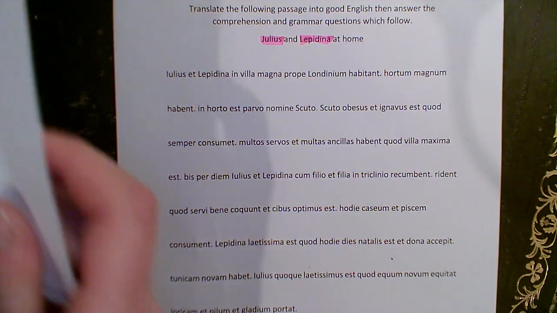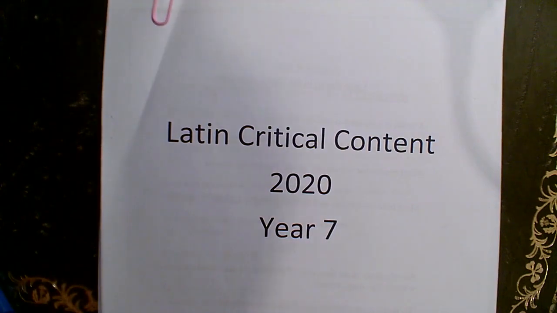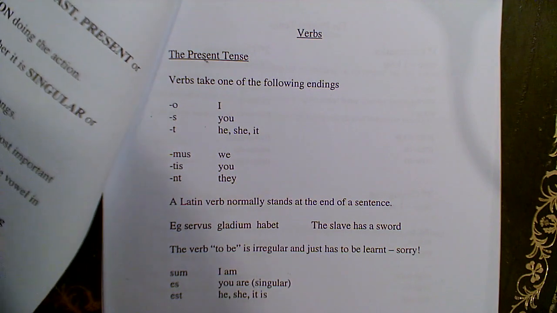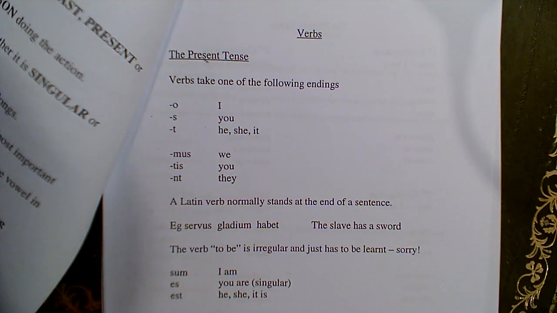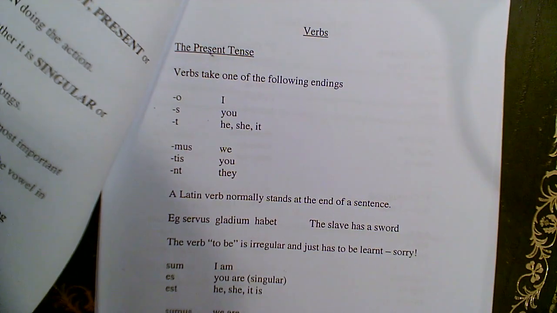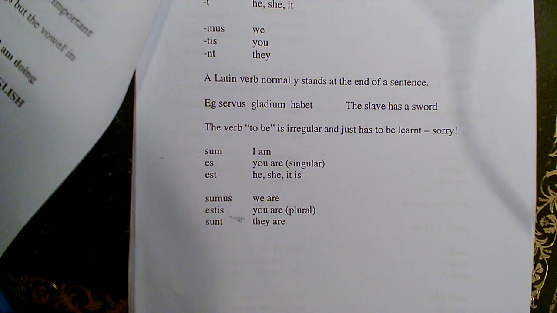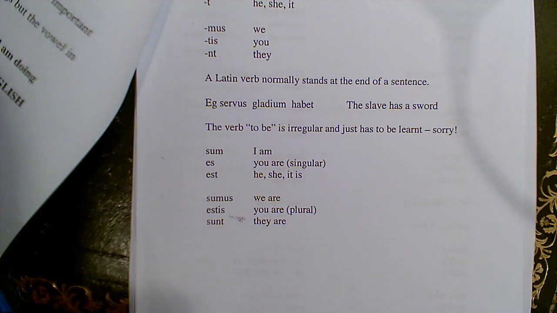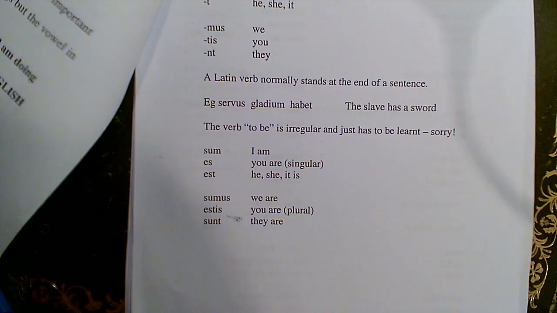Why do we need the Latin critical content booklet? Well, the answer to that is very straightforward. If you turn the pages, you will get to a section which says verbs, the present tense, and there we've got the endings o, s, t, mus, tis, nt, so make sure that you've got that handy. And if I move it further up, you will see that nasty irregular verb to be, sum, es, est, sumus, estis, sunt, all of which you've learnt and done in the exam before Easter. So make sure that you've got that page handy.